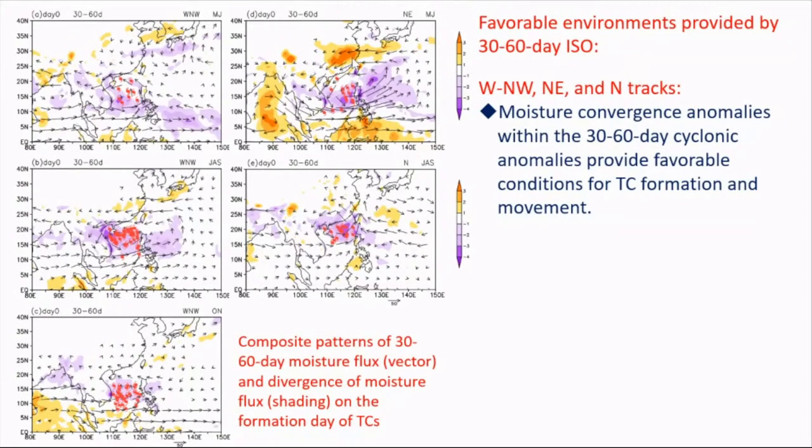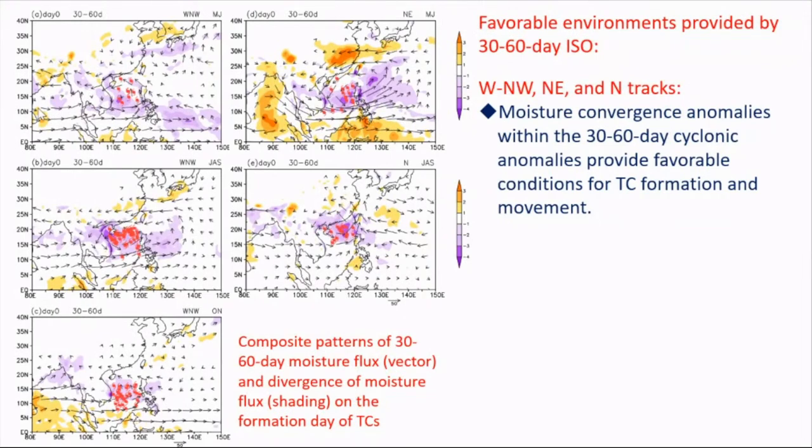Okay, so here we performed the composite analysis for the moisture flux on the TC formation day. So that's the northwestward track type for different seasons here, and then the northeastward track type for May-June, and the northward track type for JS. So here the vector is the moisture flux, and then the shading is the divergence of the moisture flux. And we have a shading here that is a negative value. So the negative value indicates the moisture convergence.